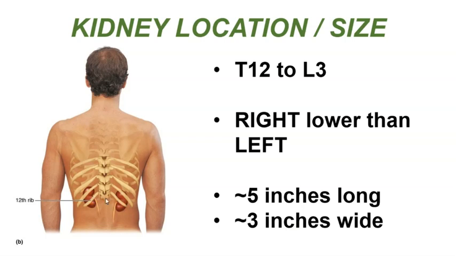You can see they're fairly well covered by the ribs, except for the very inferior part of the kidney, which is exposed at the base of the rib cage there. But for the most part, the kidneys are covered by the ribs. The kidneys are roughly 5 or so inches long and about 3 or so inches wide.